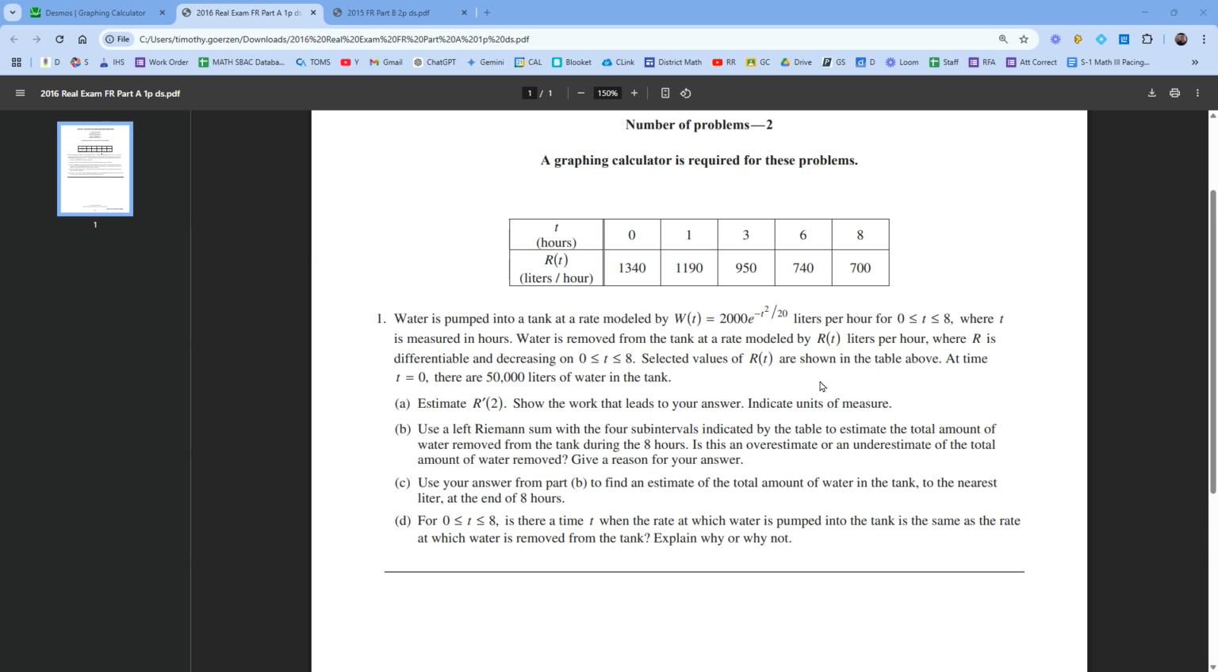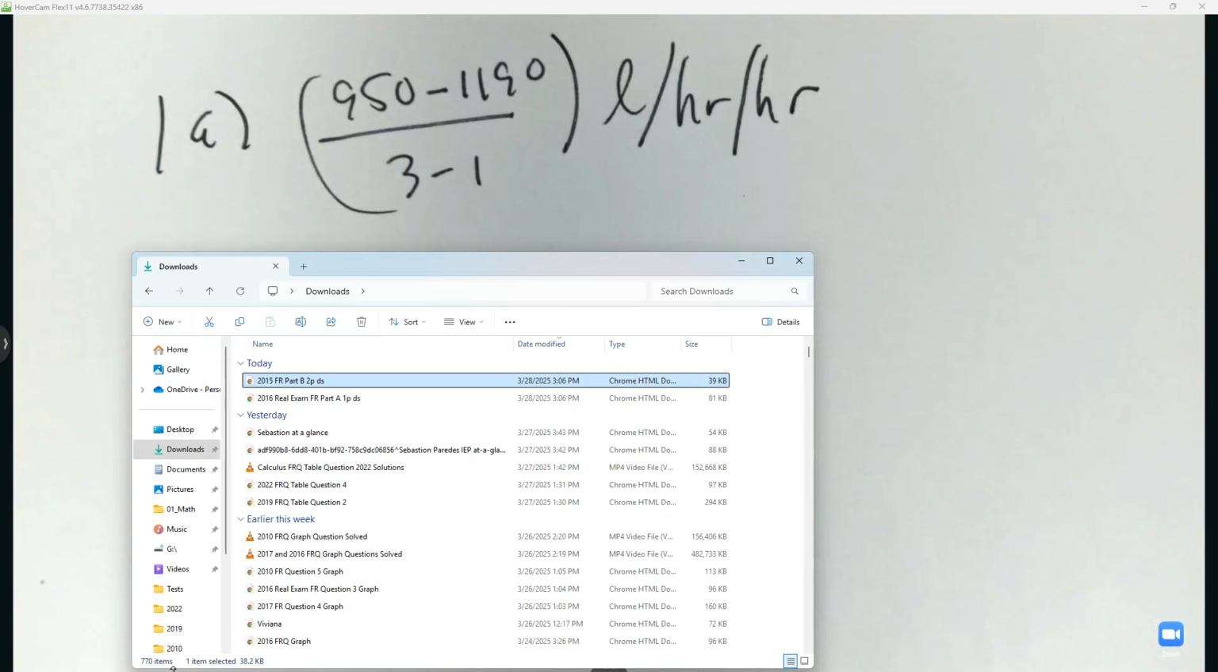So for 1A, it's going to be 950 subtract 190 over 3 take away 1. You don't have to simplify it, and the unit would be liters per hour. Because you're taking the derivative of liters per hour, the derivative would be liters per hour, like acceleration. All right, let me show you what mine looks like, then we'll look at number 2.